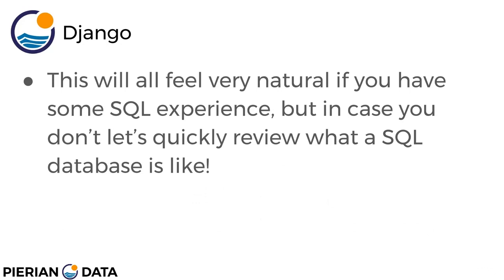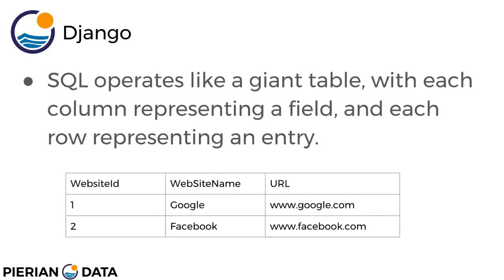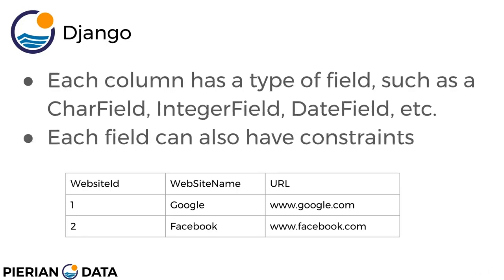But in case you don't, let's quickly review what a SQL database looks like. And if you already have SQL experience, you can fast forward through this little explanation. Basically, SQL operates like a giant table. If you're familiar with Excel or spreadsheets in general, SQL operates in a very similar fashion, with each column representing a field and each row representing an individual entry or data point. Here we can see a table has a website ID, a website name, and then a URL.